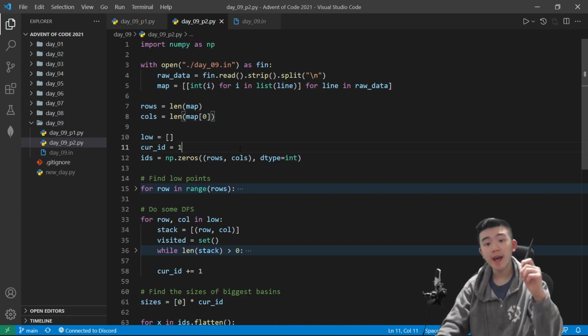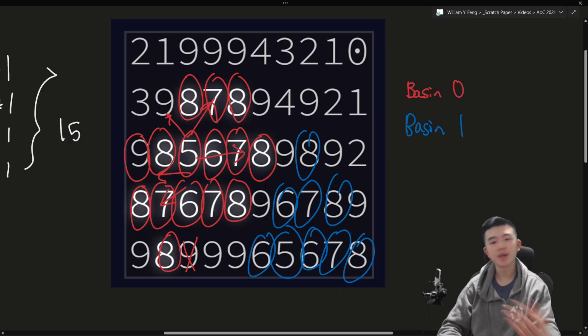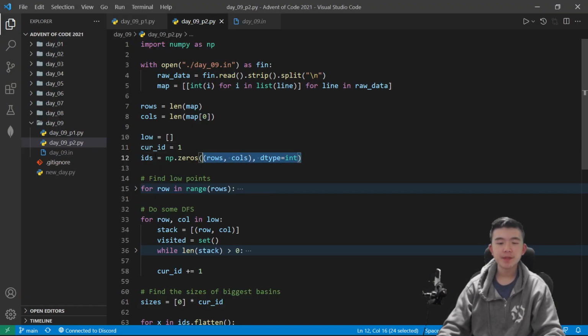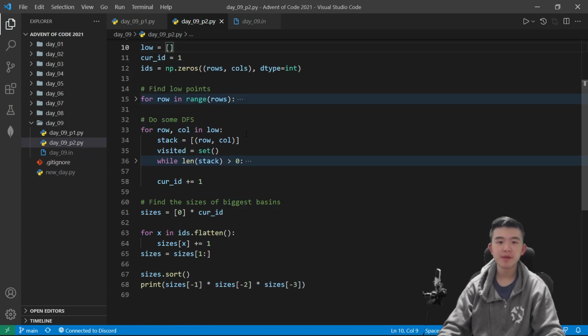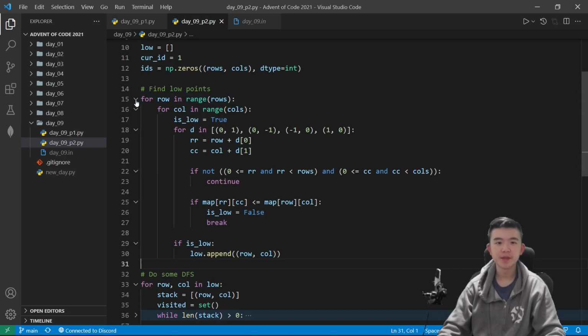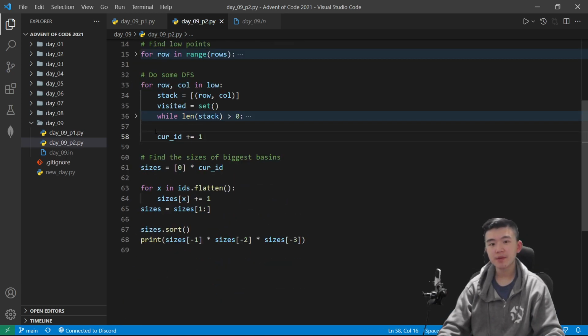I'm also making a two-dimensional array that stores the ID of the basin. So our ID is just a number describing which basin it is. So basin 0, basin 1, so on. That's represented in this two-dimensional array. I'm using NumPy because it's a very useful library. So we also include this function, our solution in part 1 to find all the low points. So pretty standard there. And then we do the depth-first search. We go through all the low points. So you can see that here.